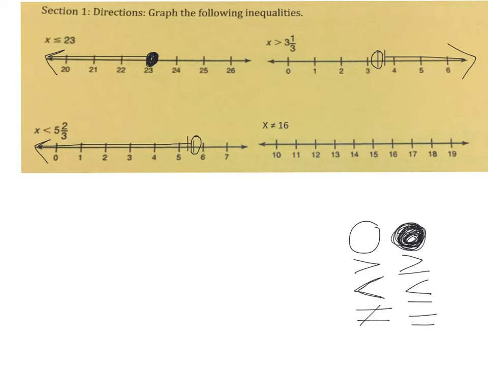All right, last we have x is not equal to 16. Well, we notice that not equal is an open circle because it's not going to be equal to 16. So what solutions are not 16? Well, we know that all the numbers to the right are not 16 and all the numbers to the left are not 16. So our arrows are going to go both ways.